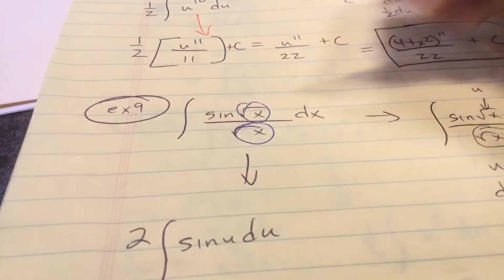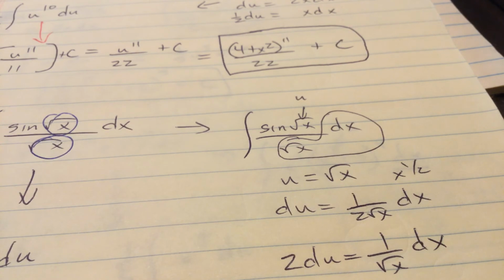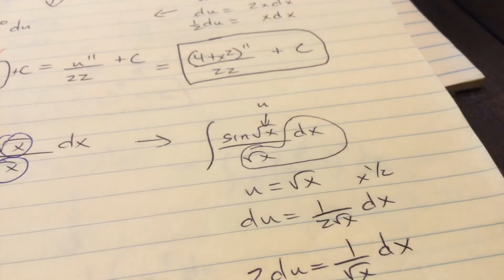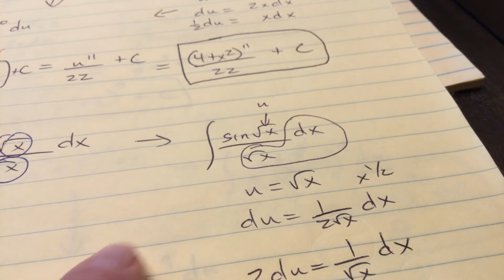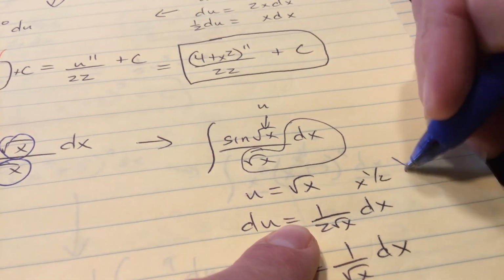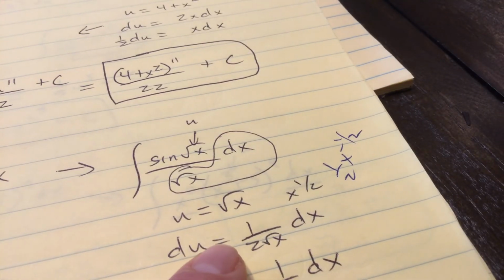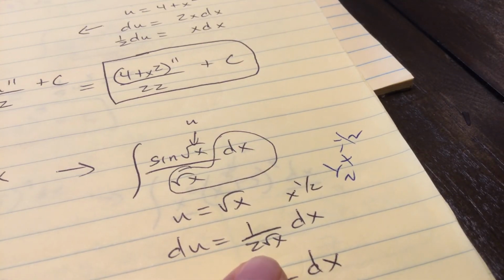Kind of makes sense to let u be the square root of x. All right? If I let u be the square root of x, which is x to the 1/2, the derivative of u would be 1 over 2, because again, it'd be 1/2 x to the negative first. We should be able to do that quick. It'd be 1 over 2 times the square root of x.